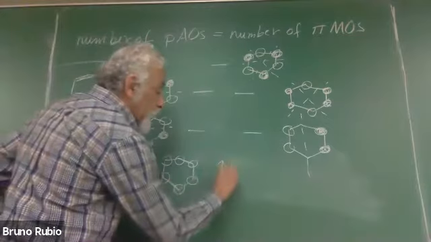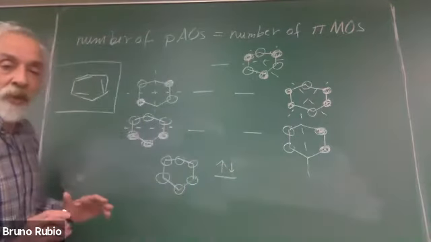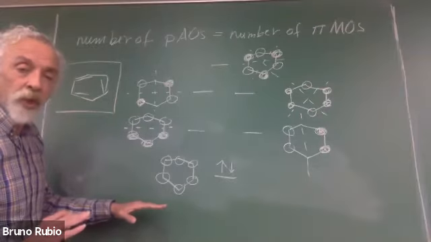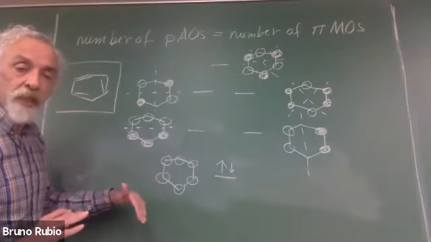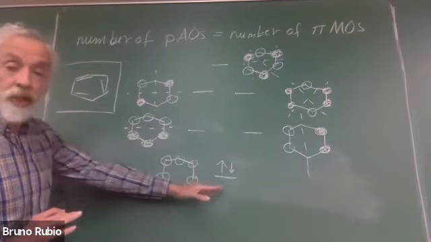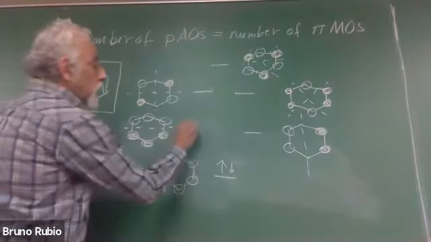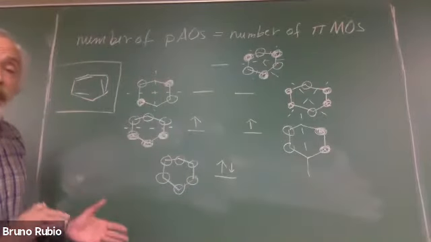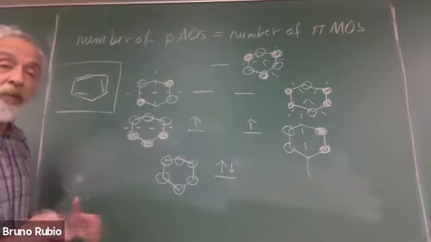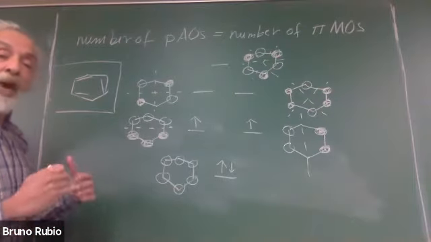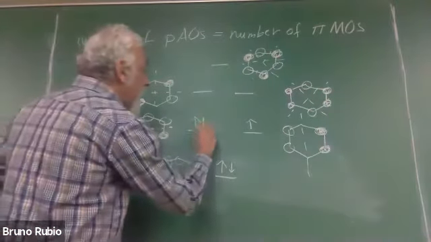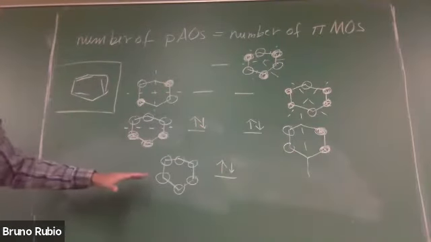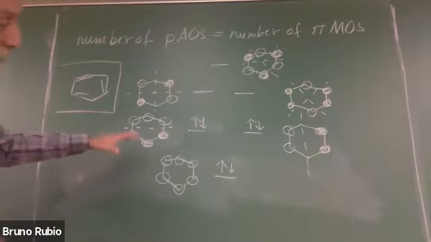1, 2. See, I'm following Aufbau. I put the first 2 electrons in the lowest energy orbital. I put one spin up and one spin down, and I can't put any more electrons in this orbital. It's full. 3, 4. See how I'm following Hund's rule? I'm maximizing the number of spin-up electrons while observing Aufbau and Pauli exclusion. 5, 6. Okay, so there's the electron occupation of benzene.